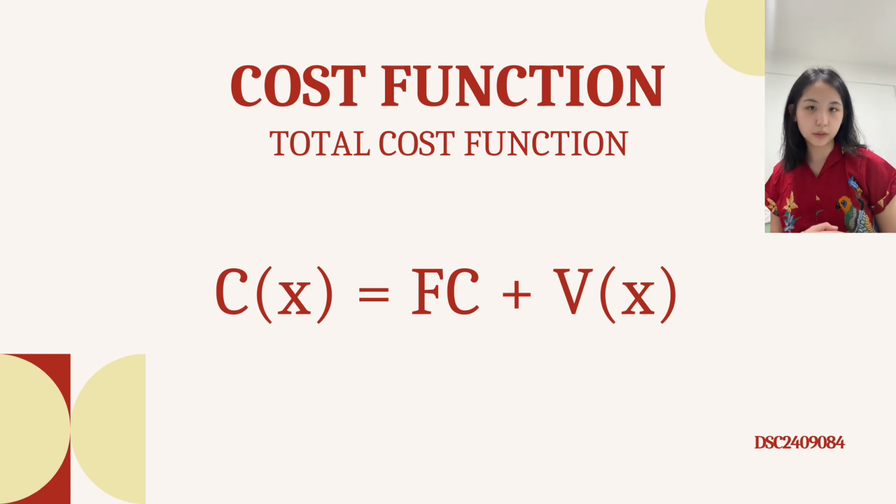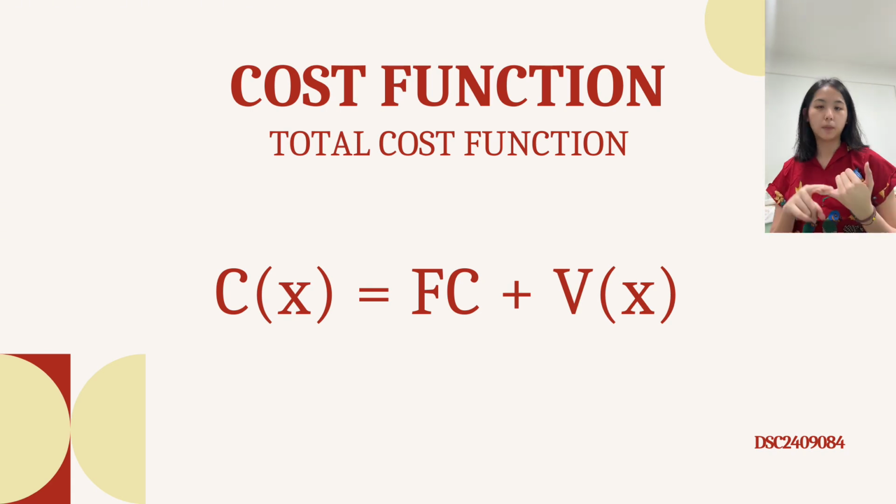And next we have V of x, which represents variable costs. Unlike fixed costs, variable costs fluctuate with the number of units produced. For example, raw materials and labor costs can vary based on production volume.